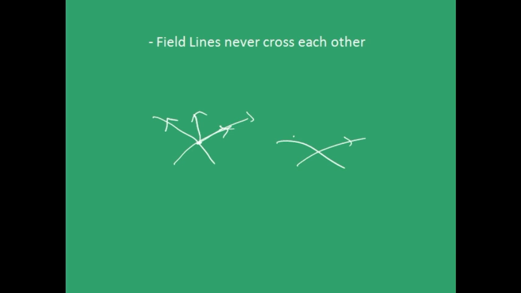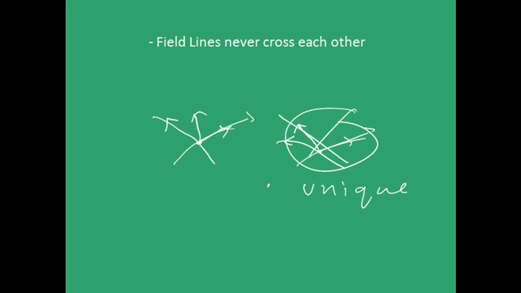If two electric field lines cross each other, then you will have two options for getting the direction of the electric field, which is rubbish actually, because at any point the electric field is unique. So this should never happen, right? So that means that field lines never cross each other. Let's go to our next property.